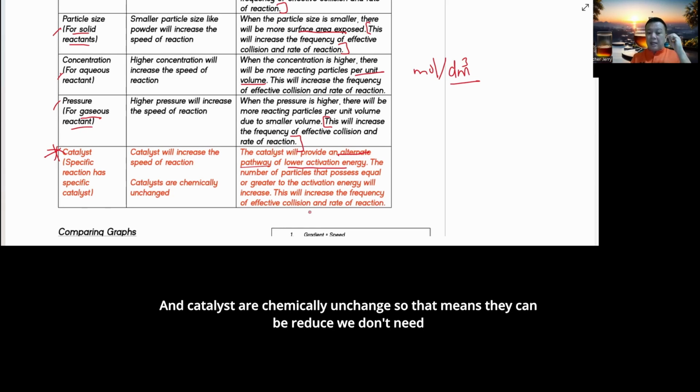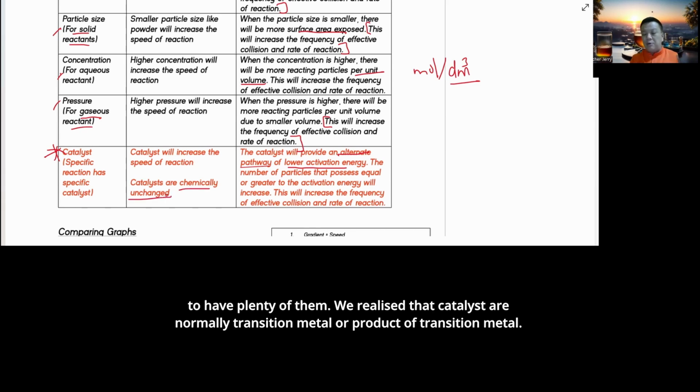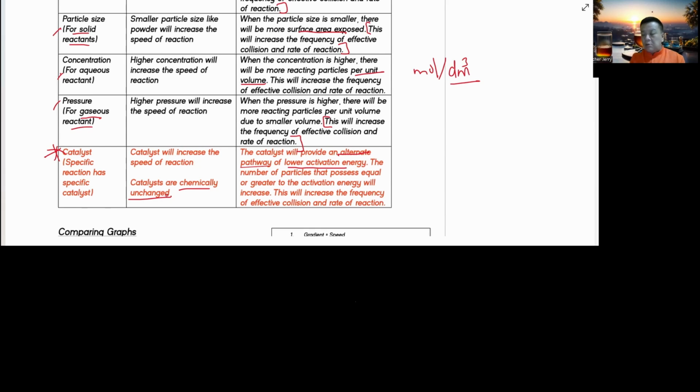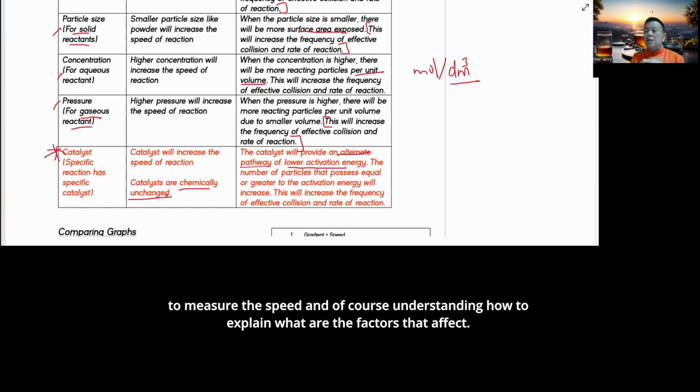And catalysts are chemically unchanged, so that means they can be reused. You don't need to have plenty of them. And you realize that catalysts are normally transition metals or products of transition metals. So this will be the main thing that helps us to interpret graphs, understand how to draw them, how to set up to measure speed, and of course, understand how to explain what the factors are that affect it.